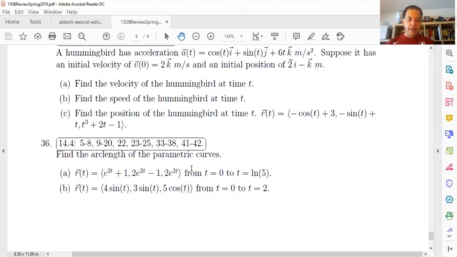So let's take a look at the first one. The second one, you're gonna get sine squared plus cosine squared equals 1, and things will cancel. So I think the second one is easier. So let's do the first. So the first r of t is e to the 2t plus 1, 2e to the 2t minus 1, and 2e to the 2t from 0 to ln 5. Let's do it.